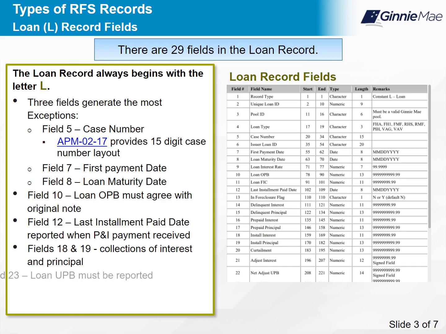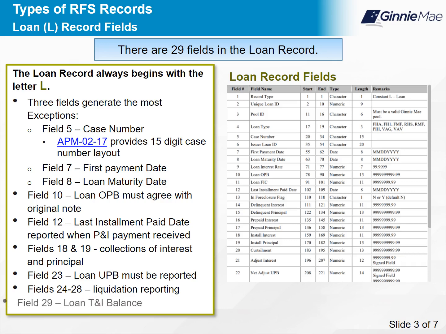Field 23, loan UPB, must be reported even if the loan is being liquidated. If reporting a liquidation, report liquidation data in fields 24 through 28. Field 29 is the loan T&I balance. The complete loan record table is detailed in the Appendix 6-19 on page 12.